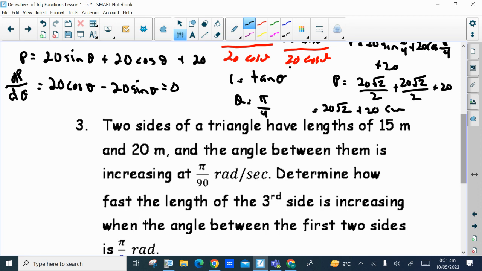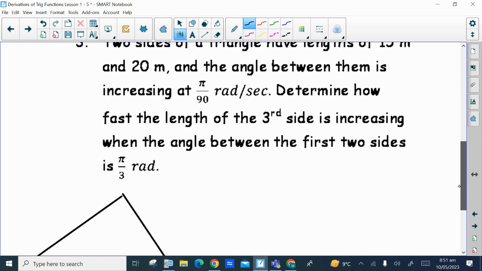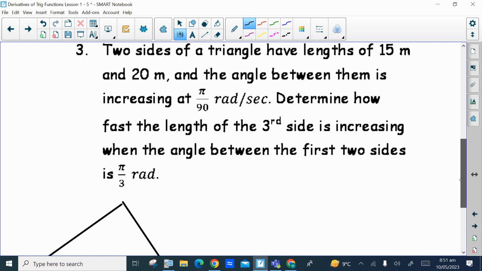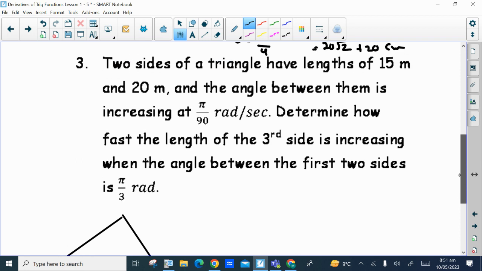Number 3. Two sides of a triangle have lengths of 15 meters and 20 meters. The angle between them is increasing at a rate of pi over 90 radians per second. Determine how fast the length of the third side is increasing when the angle between the first two sides is pi on 3 radians. So notice it doesn't say anything about a right triangle because it's not a right triangle.